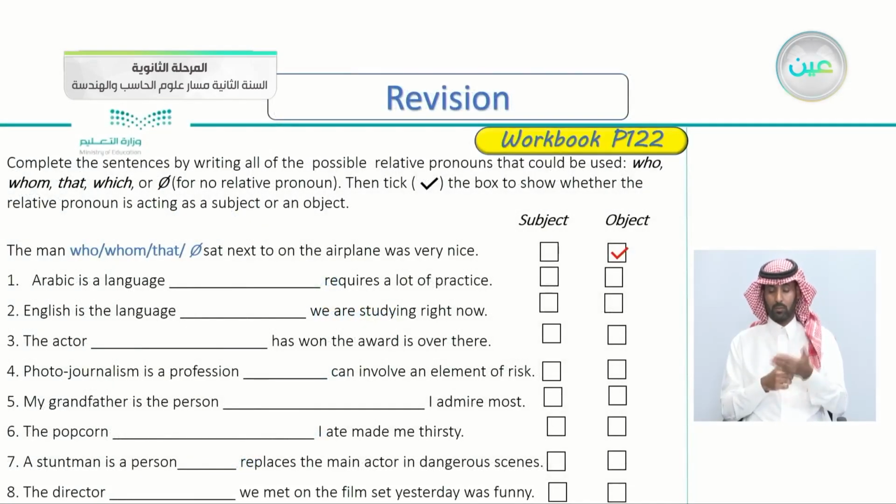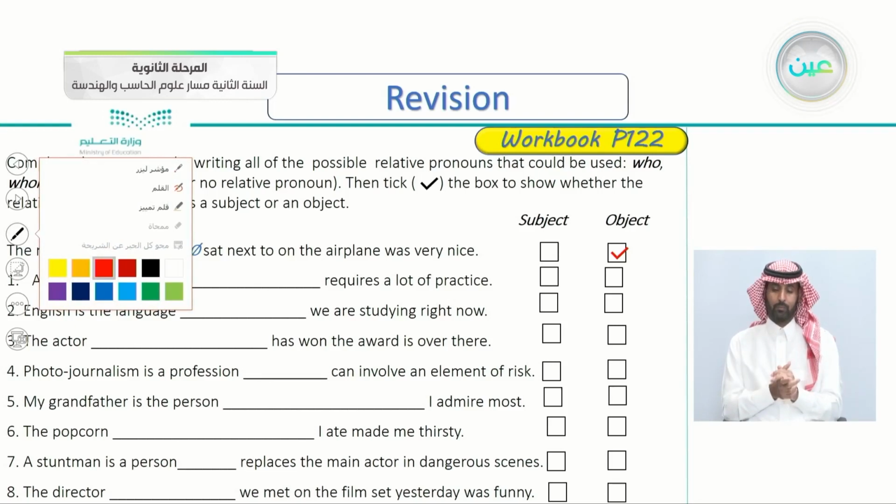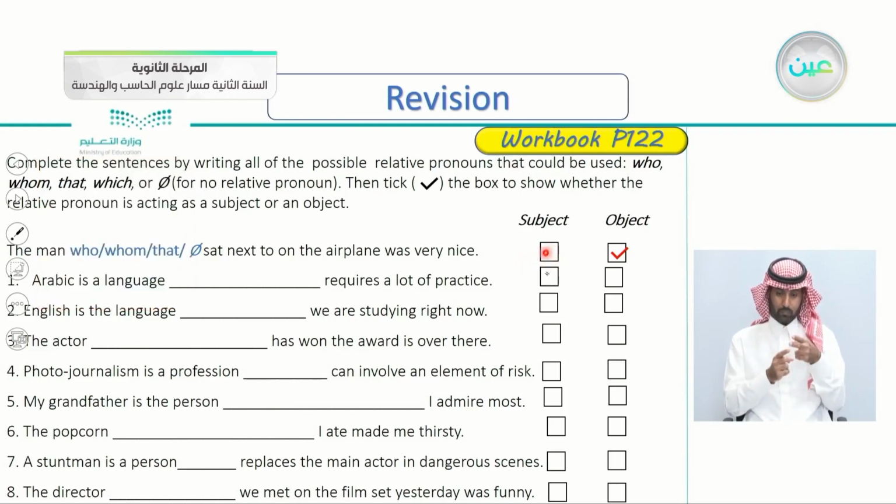Moving on to the next exercise here, page 122 in the workbook. Complete the sentences by writing all of the possible relative pronouns that could be used: who, whom, that, which, or nothing for no relative pronoun. Then tick the correct box to show whether the relative pronoun is acting as a subject or an object. You can see here we choose either it's a subject or an object, just like this one. You can see the first one is already done.